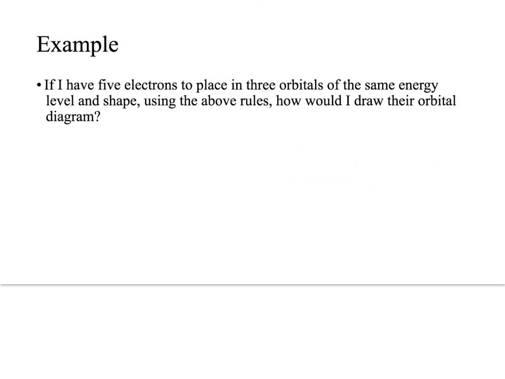All right, let's practice Hund's rule real quick. If I have 5 electrons to place in 3 orbitals of the same energy level and shape, how would I draw their orbital diagram? I'm going to pause and let you try it for a bit. That way you get practice. Please remember you learn best by practicing. So don't just sit there and listen.